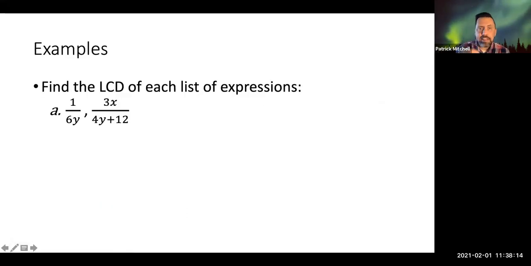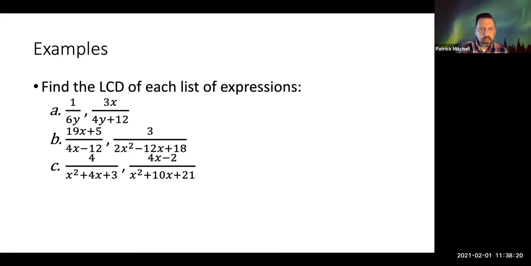Okay, here they are. We're going to find the LCD for each of these lists of expressions. There they are right there. I believe that's all of them. Yes, it is. All right, so let me get the tablet ready and then we'll go back.